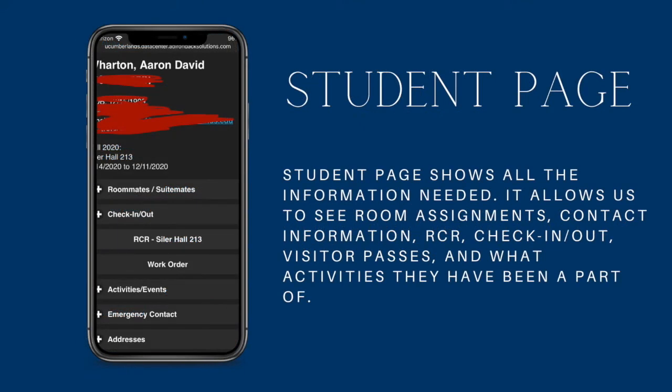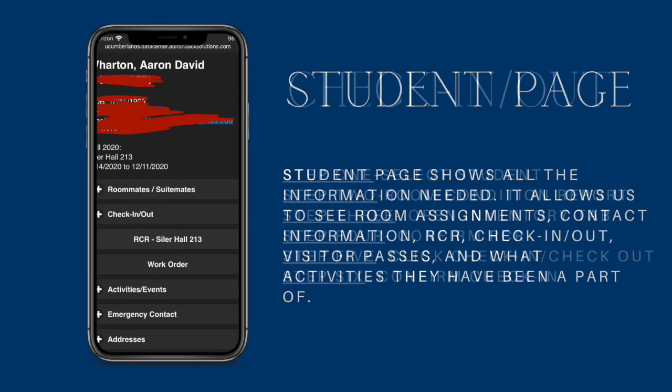Under the student page, this shows all the information needed about a student. It allows us to see things such as their room assignments, their contact information, their room condition report, check-in and check-out, visitor passes, and what activities they have been a part of in the residence hall.